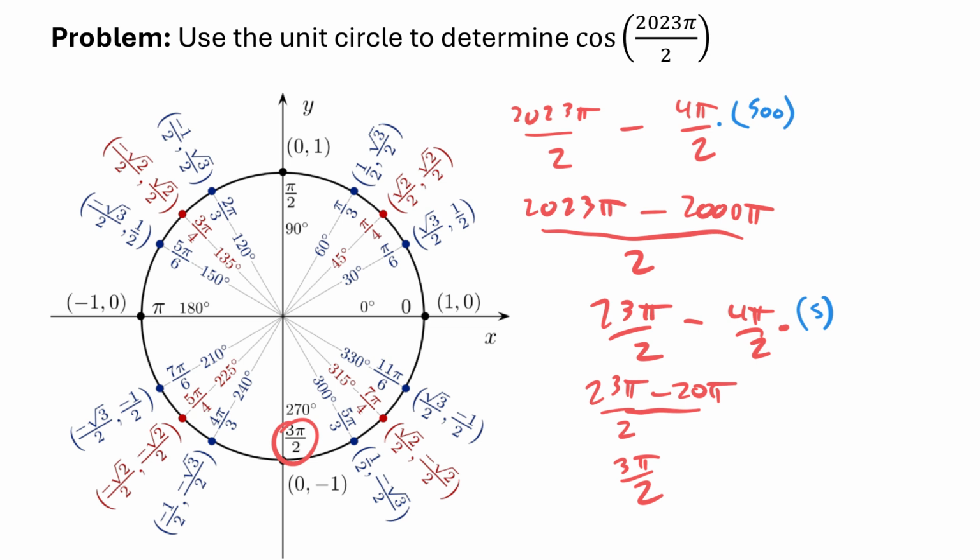Now we're looking for cos. Cos, of course, means the x value. The x value is 0, so the answer to this whole thing is just 0.